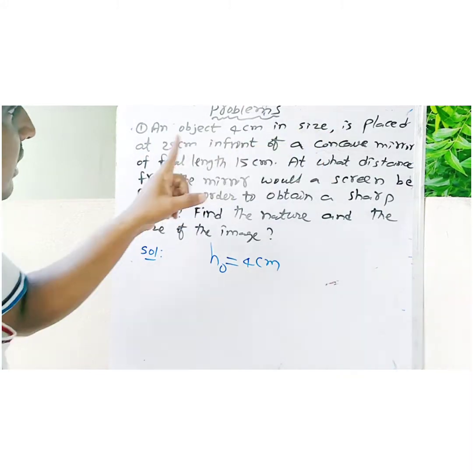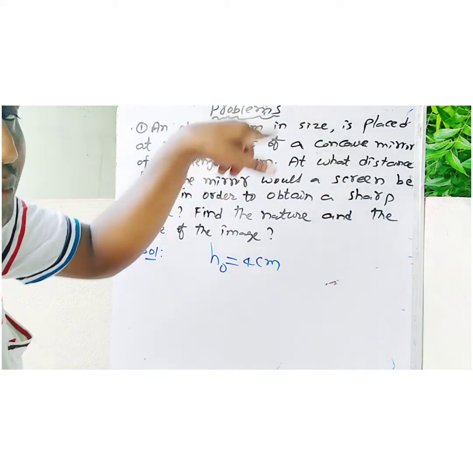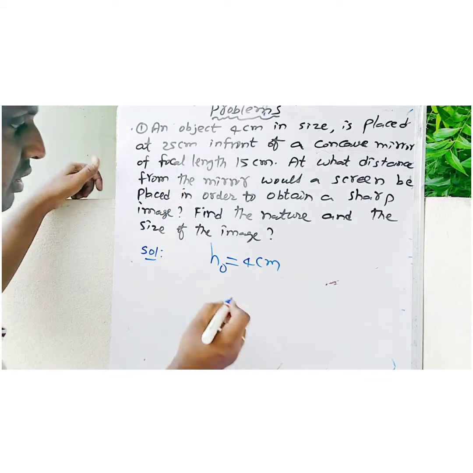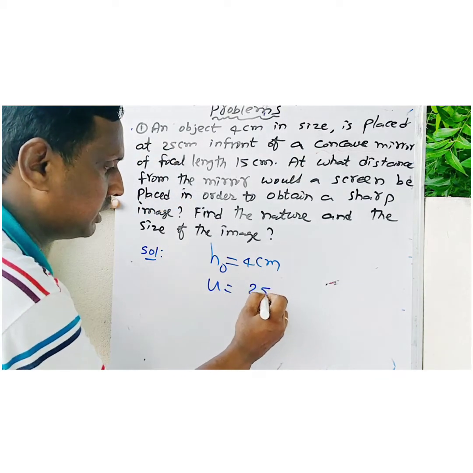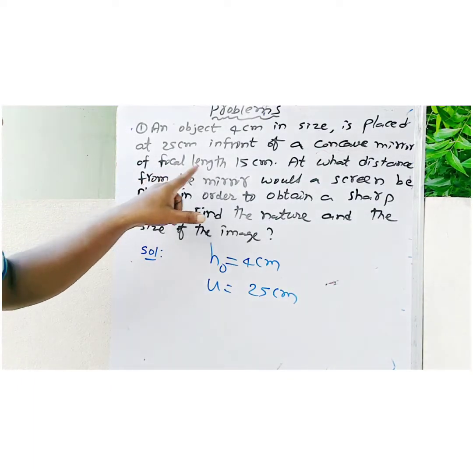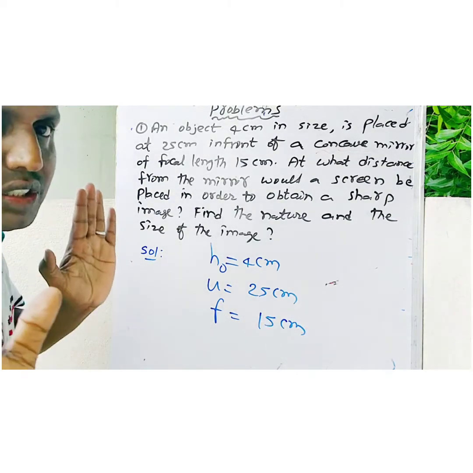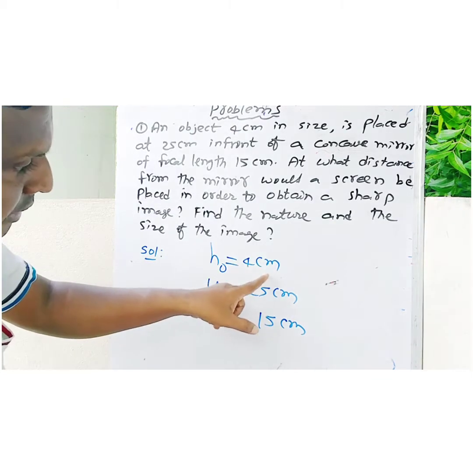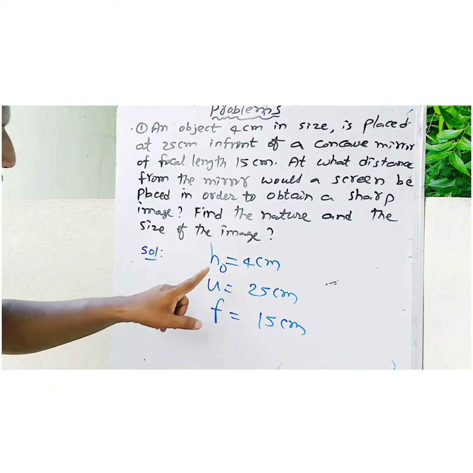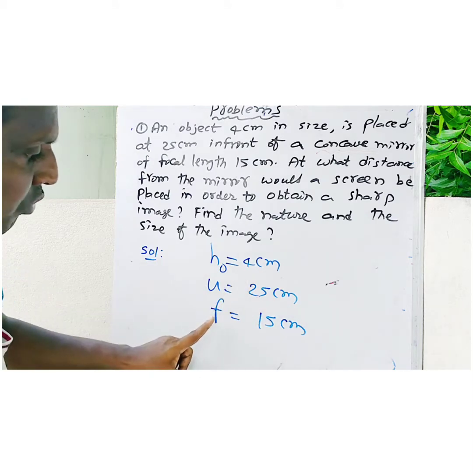Next, placed at 25 centimeters in front of a concave mirror. That means the object is placed in front of the mirror, so the object distance U equals 25 centimeters. Next, focal length F is given, 15 centimeters. That's all that is given. All are in centimeters, so no problem. Step 1, step 2, step 3 are over. The object size is 4 centimeters, object distance 25 centimeters, focal length 15 centimeters.